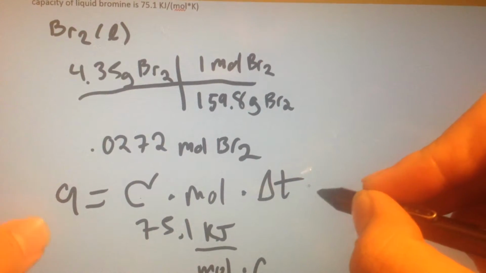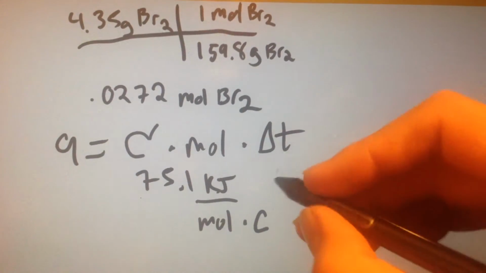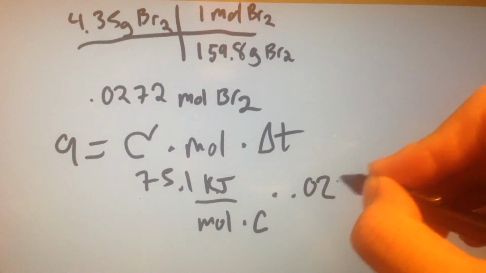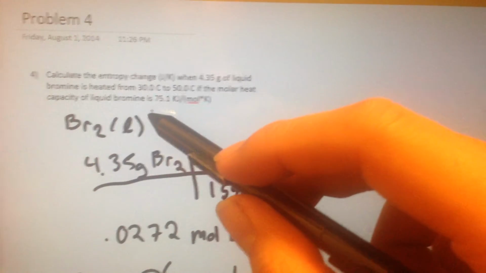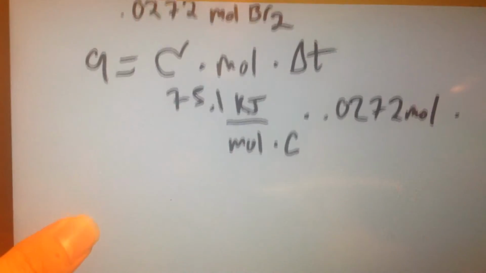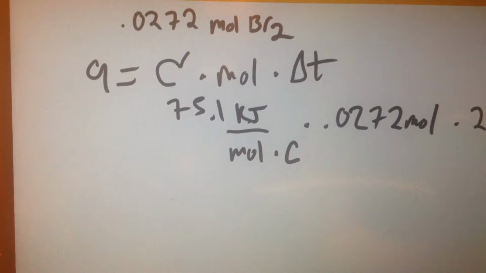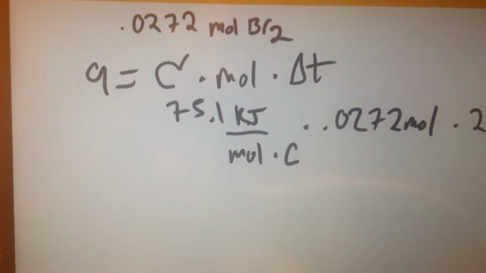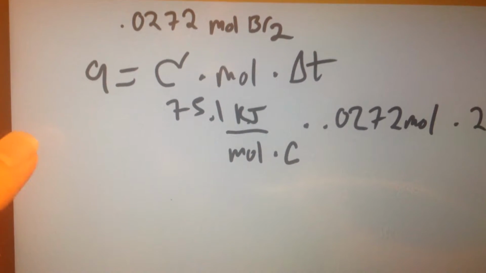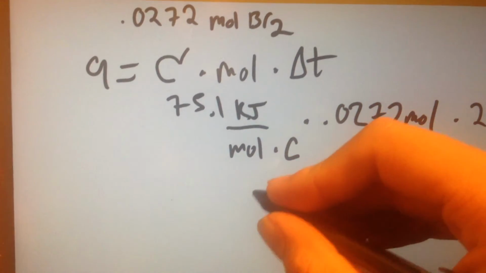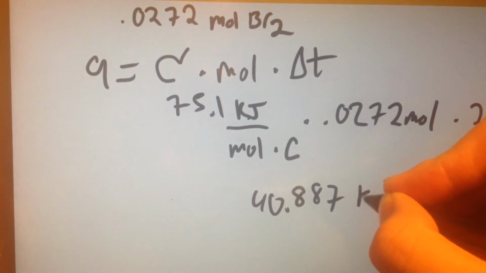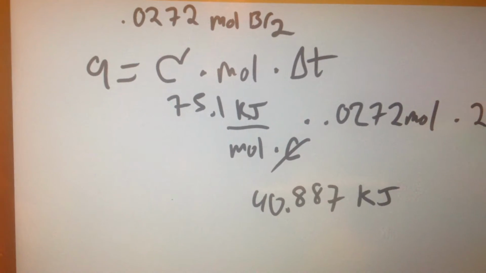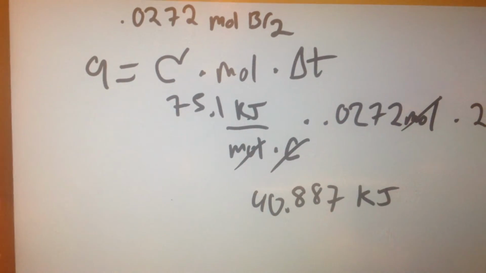And now we have 0.0272 moles, and we have a change in temperature of, I believe, 20 degrees Celsius. And so you multiply that out and you get 40.887 kilojoules. And that makes sense because our Celsius cancels, our moles cancels, and you're left with kilojoules.